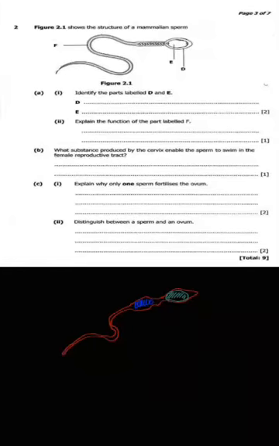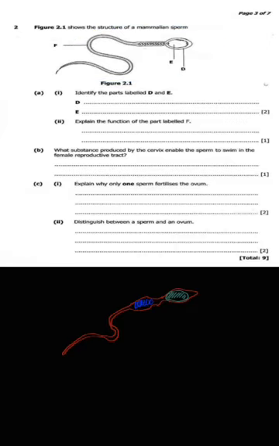So in today's video we want to look at this question from biology. The question is on reproduction, but the focus today is on the structure of a sperm. So let's just dive in, read the question together and answer it. Figure 2.1 shows the structure of a mammalian sperm. So this is a structure that is shown to us.